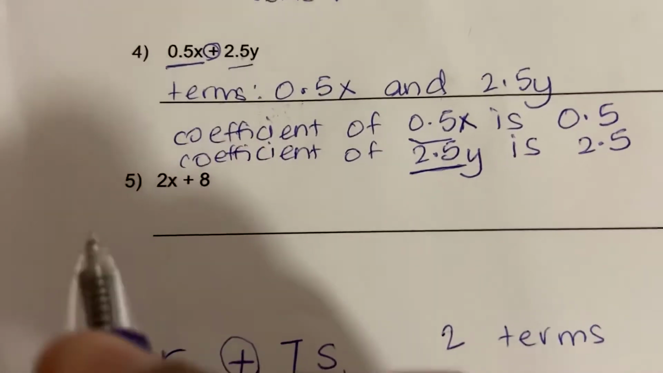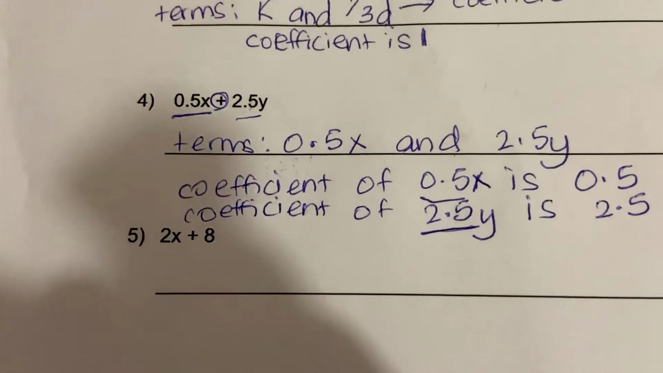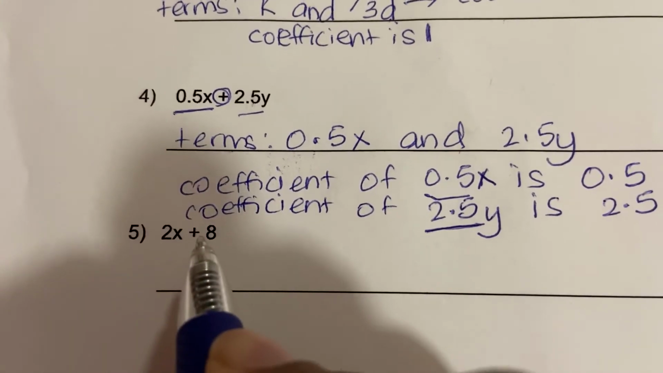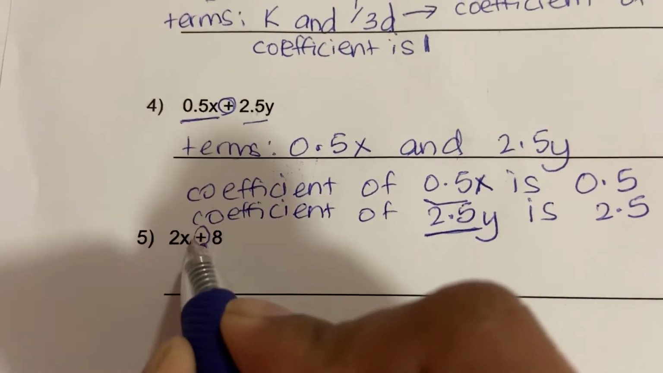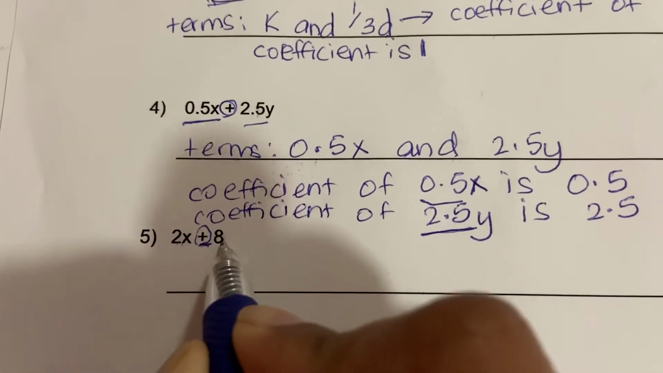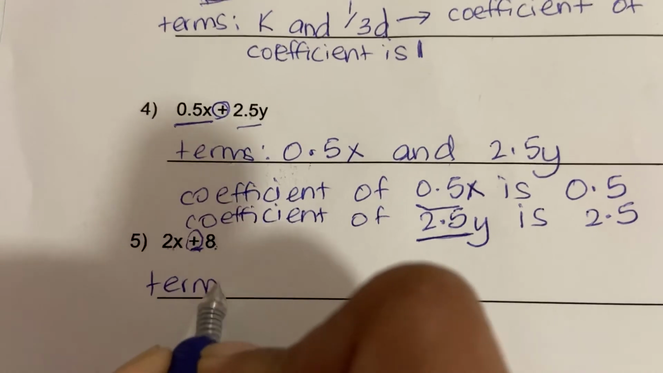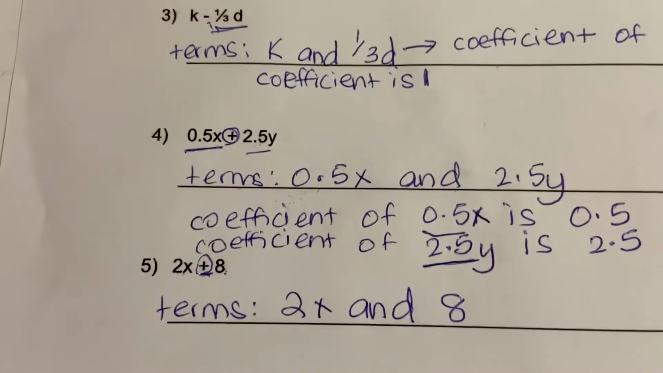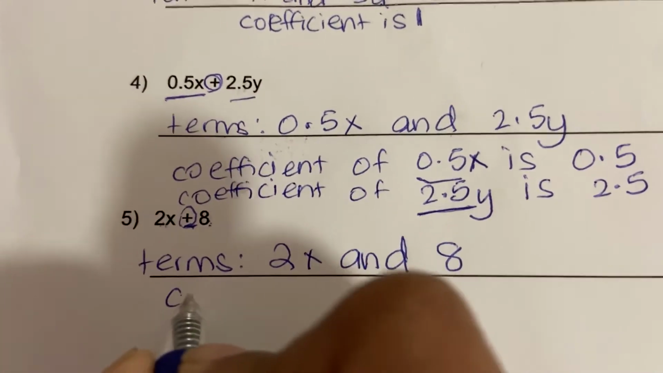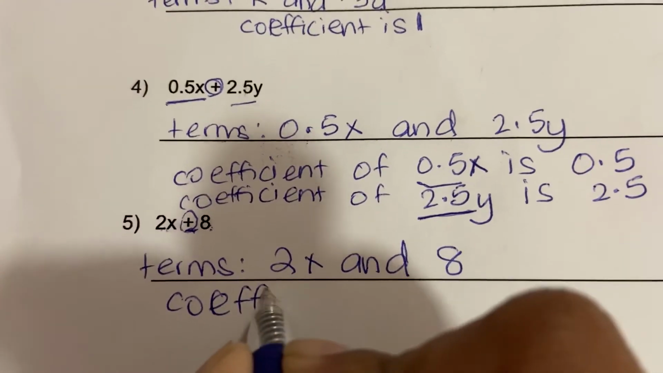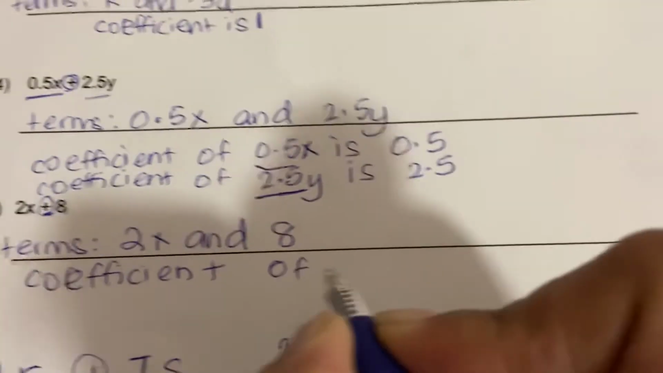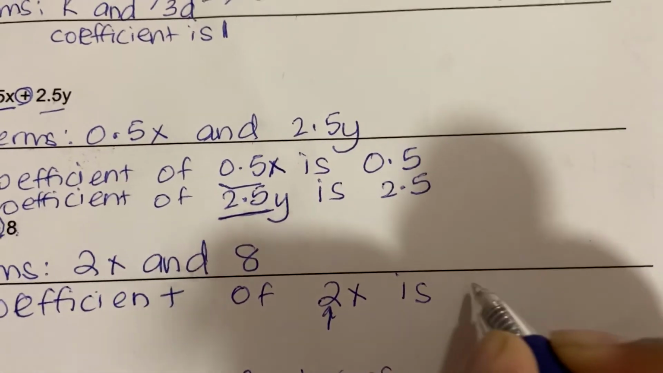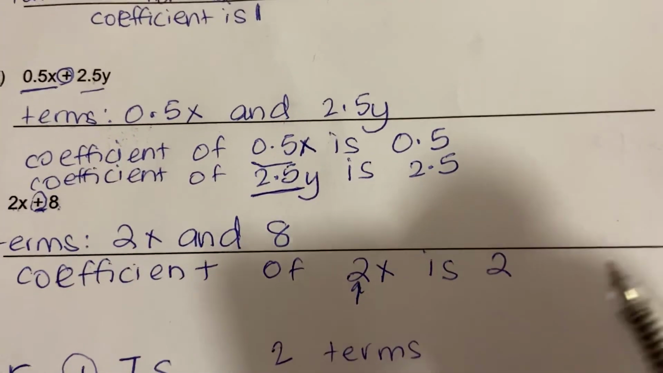Let's take a look at the last one, because this one is different from the rest. But we stick to the same rules. I'm looking for my addition or my subtraction sign. Here's my addition sign. That means my terms are going to be on either side of this. So my terms here are 2x and 8. Those are my 2 terms. Great. For 2x, the coefficient of 2x, well, what's getting multiplied to my variable x? 2. So that is my coefficient. The coefficient of 2x is 2.